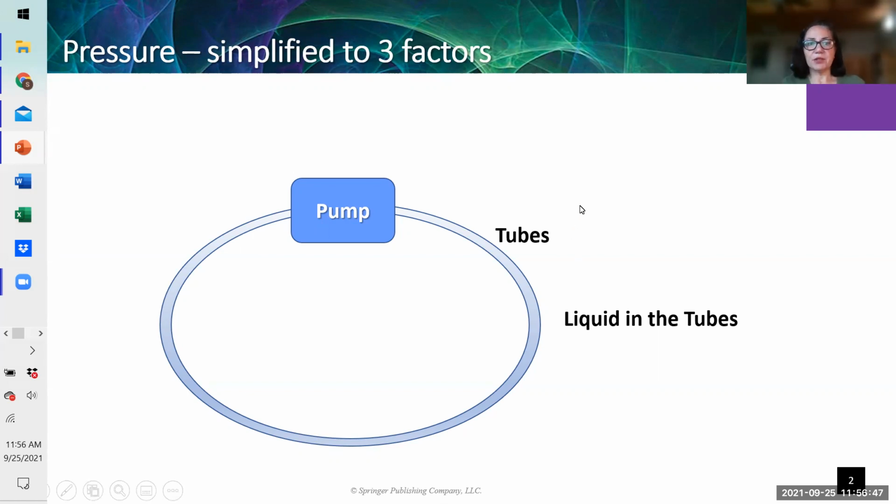All right, this chapter is all about the tubes. So it's called circulation. It's primarily about the tubes. We will still talk about the pump, and we will still talk about the liquid in the tubes. But mostly it's about the tubes and what the tubes do and the different kinds of tubes.